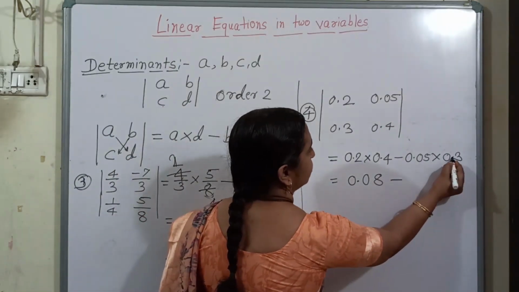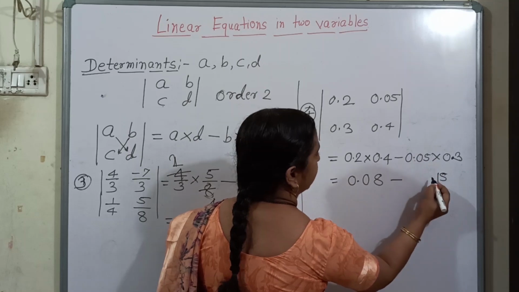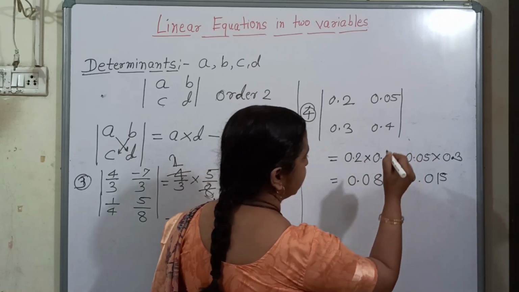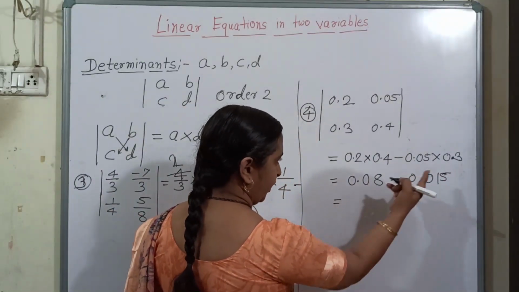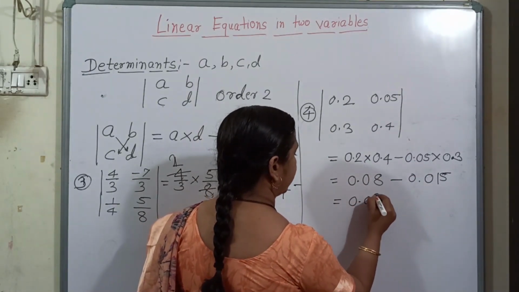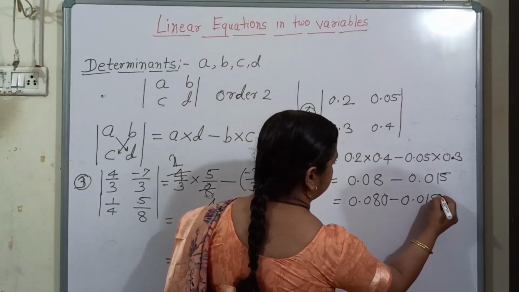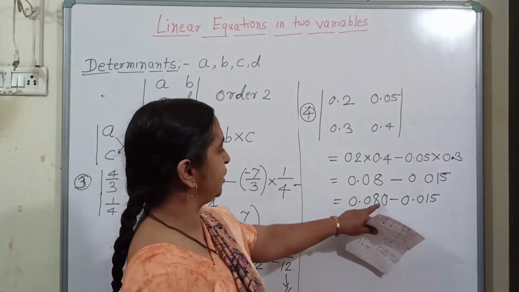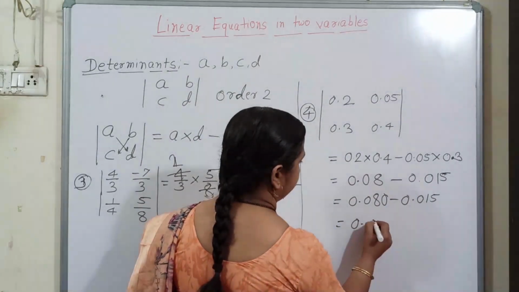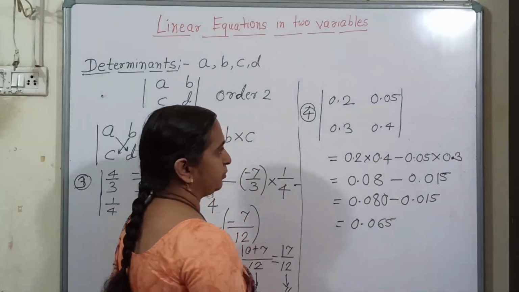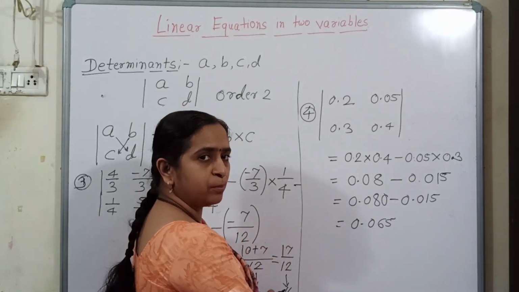Minus, here also do not consider this decimal sign, 5 into 3, 15, 1, 2 and 3, therefore there must be 3 digits after decimal point, therefore product is 0.015. You have to take the difference, therefore first we write 0.08 as 0.080 minus 0.015. In both the decimal fractions, the number of digits after decimal point are equal. And now we take directly the difference, 0.065. Again this will be our 2 marks question. Each step carries 1/2 marks.